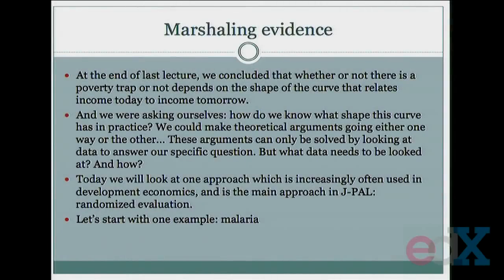So at the end of last lecture, we were left with our S-shaped curve and saying that whether or not there would be a poverty trap was very dependent on the shape of the curve that relates income today to income tomorrow. And we gave several examples where it could go one way or the other. It could be S-shaped. It could be that it's increasing but inverted L shape.